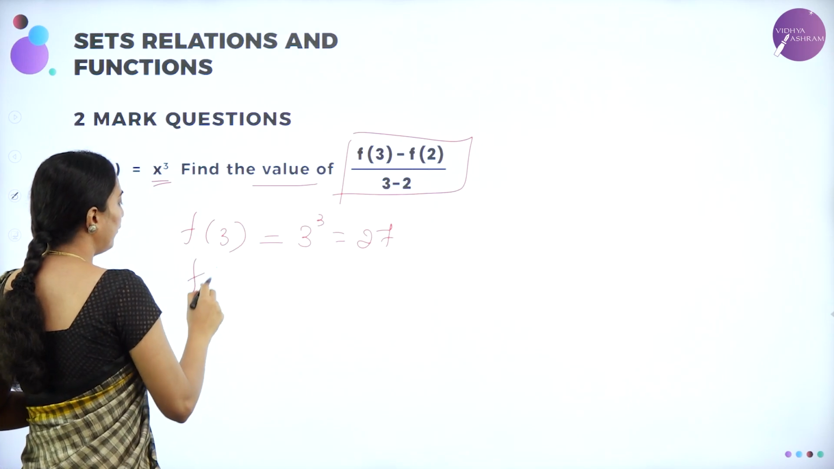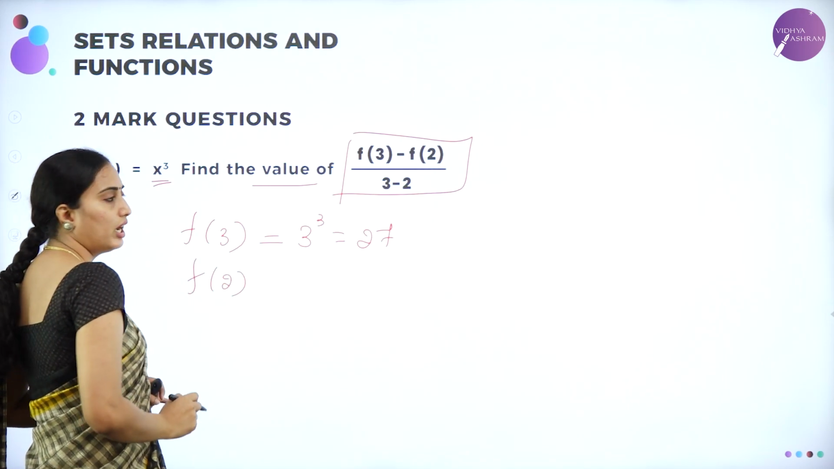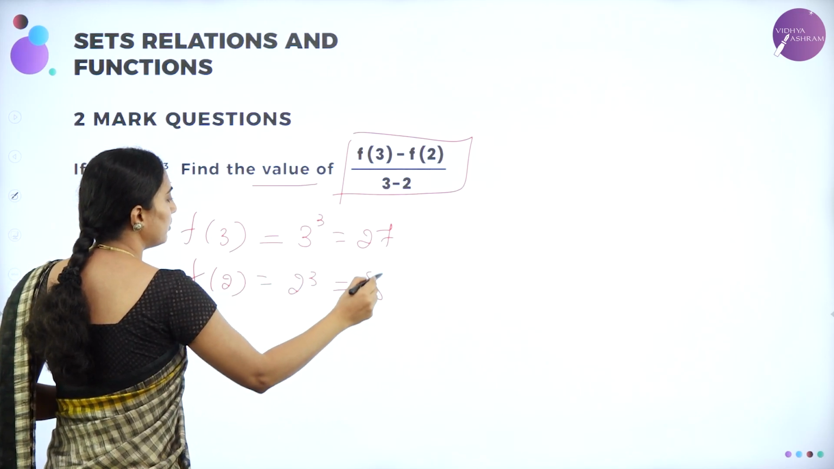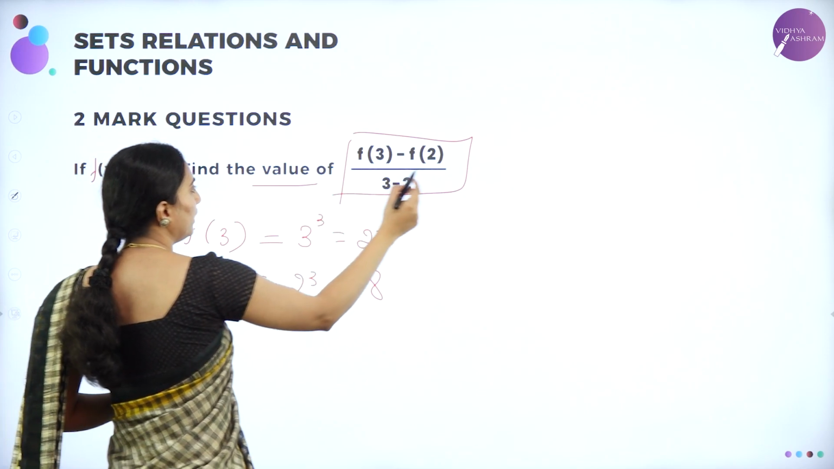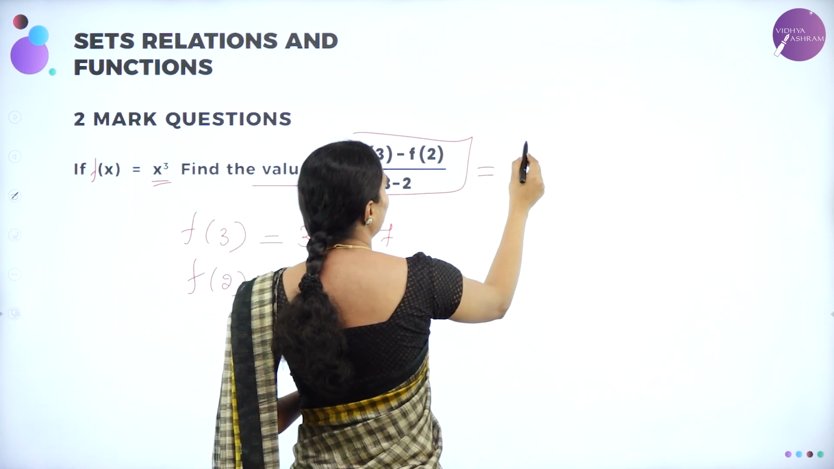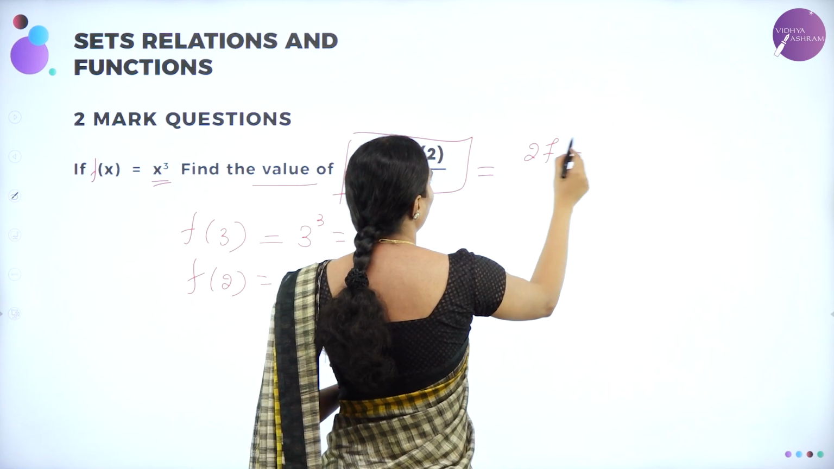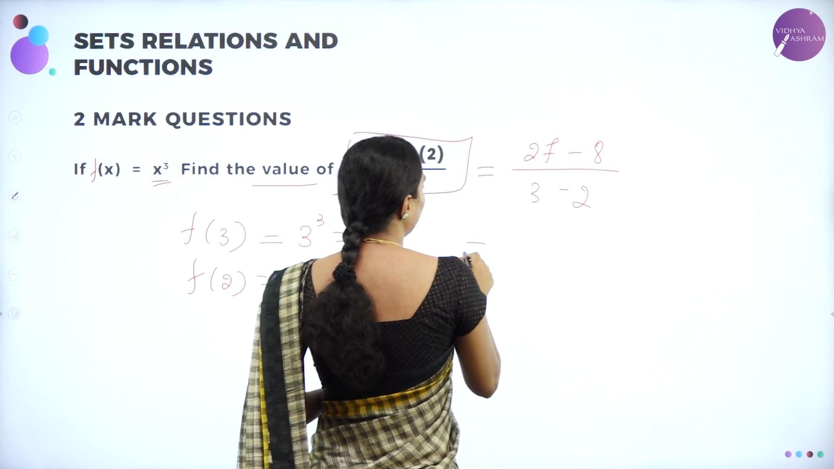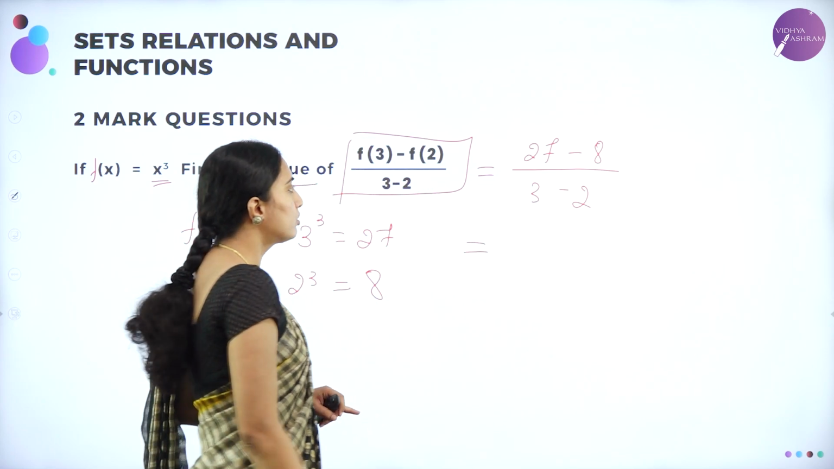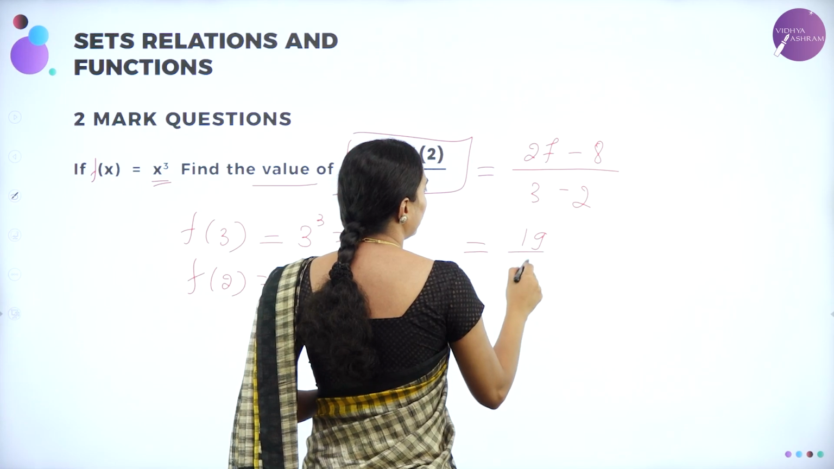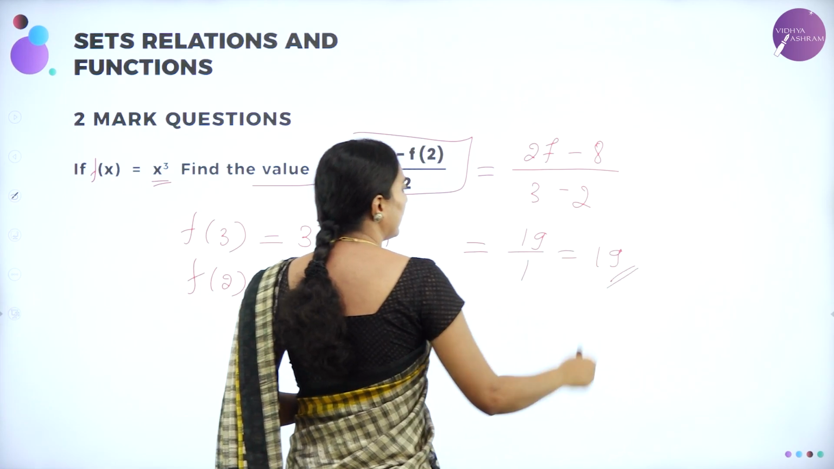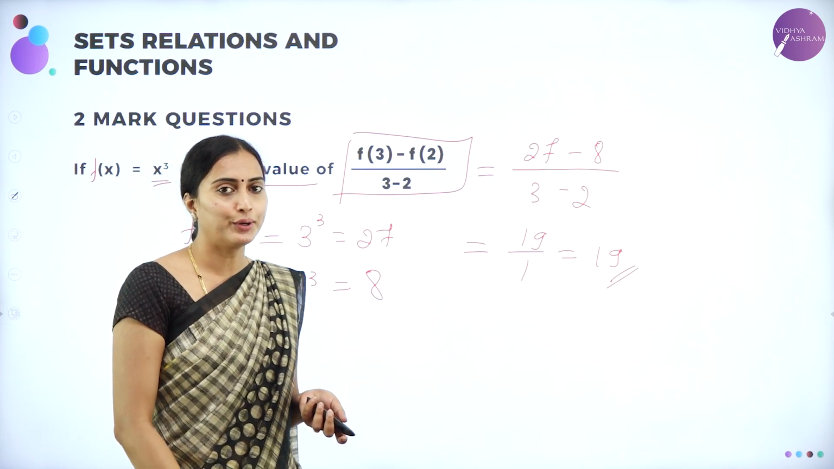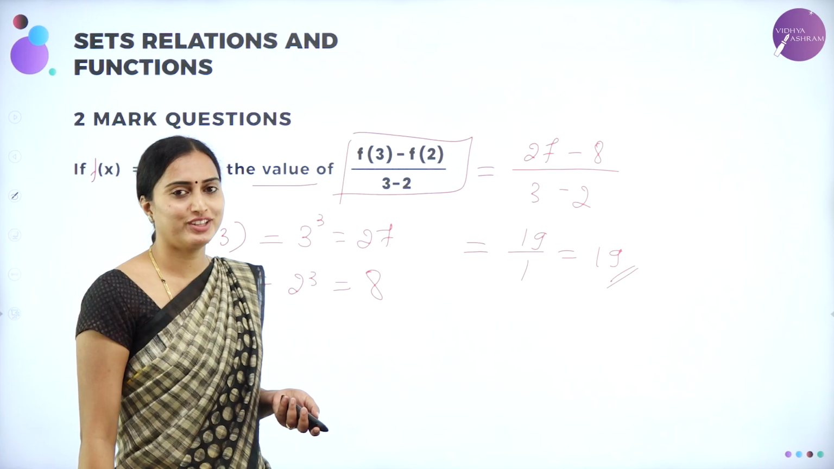Similarly f of 2. f of 2 means at x equal to 2, you are going to have 2 cube, which will be equals to 8. So therefore substituting here you are going to get the answer as f of 3 is 27 minus f of 2 is 8 divided by 3 minus 2 as it is. You know already 3 minus 2 is nothing but 1. So 27 minus 8 is 19 divided by 1, which will be giving you the value as 19 only. That is your answer. This is for 2 marker question. Okay, is that easier, dears? We'll move on to the next question.